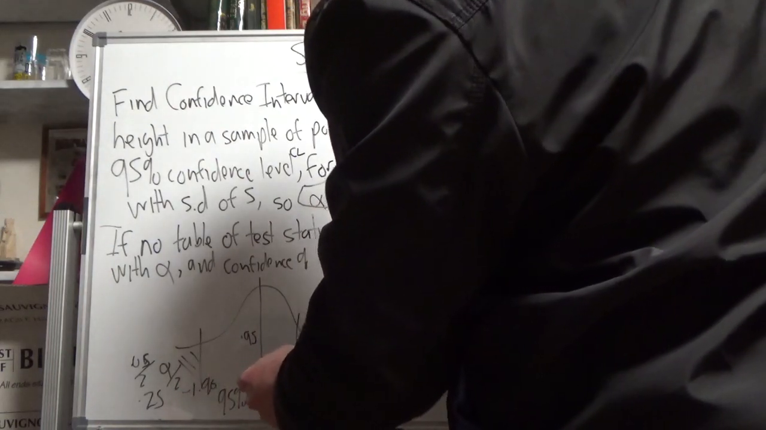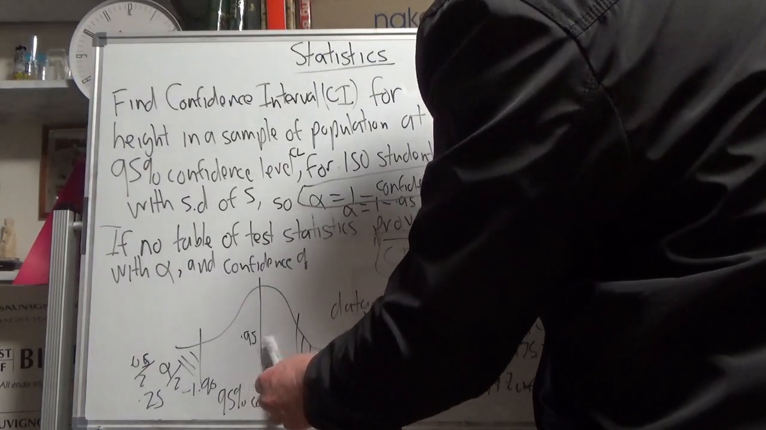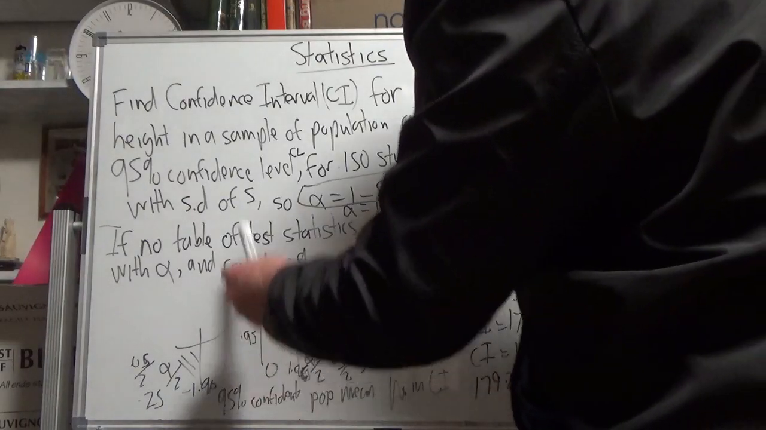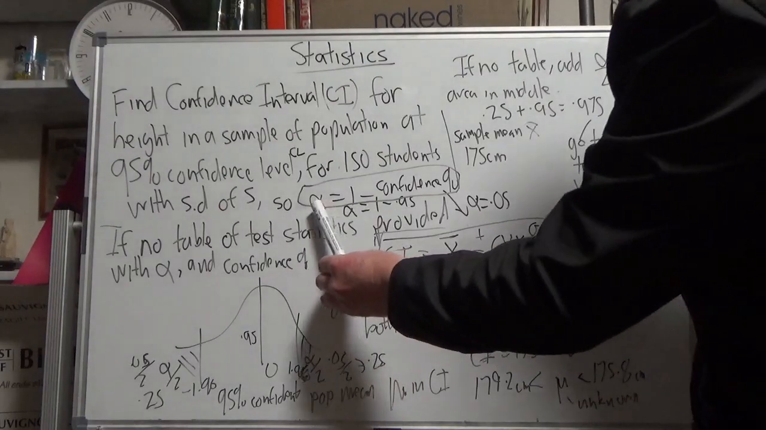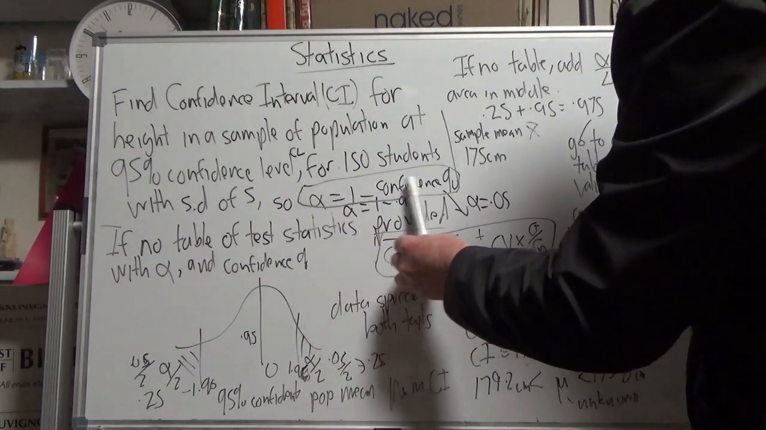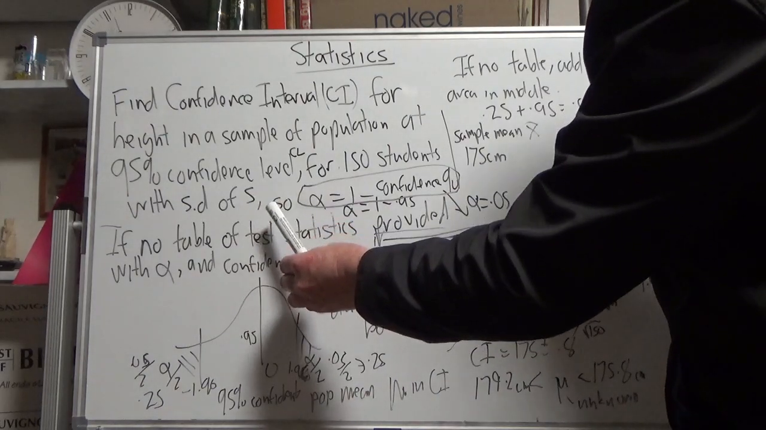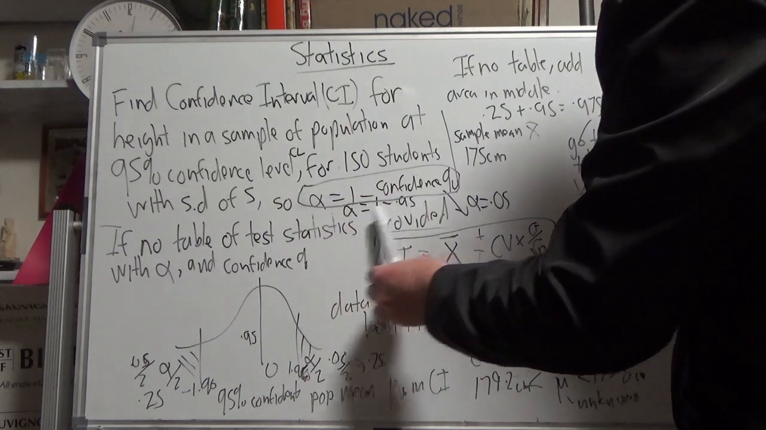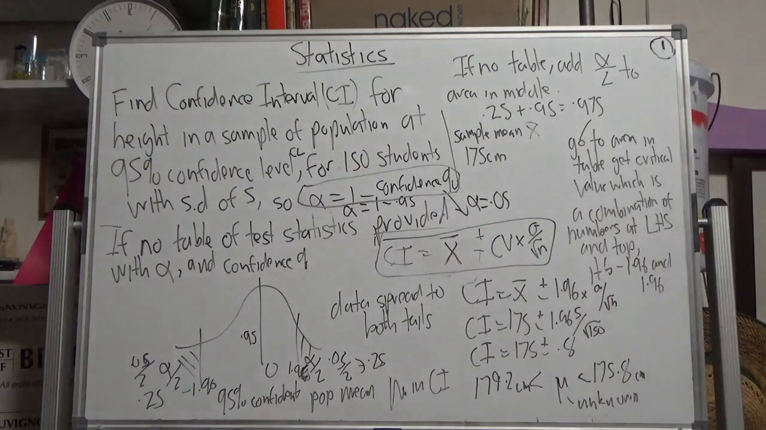That means the area under the curve is 0.95 and the tails are alpha over 2. Alpha is the level of significance. How do you calculate alpha? Alpha equals 1 minus the confidence level. In ours it's 95%, so alpha equals 1 minus 0.95, which gives you 0.05. That's the level of significance.